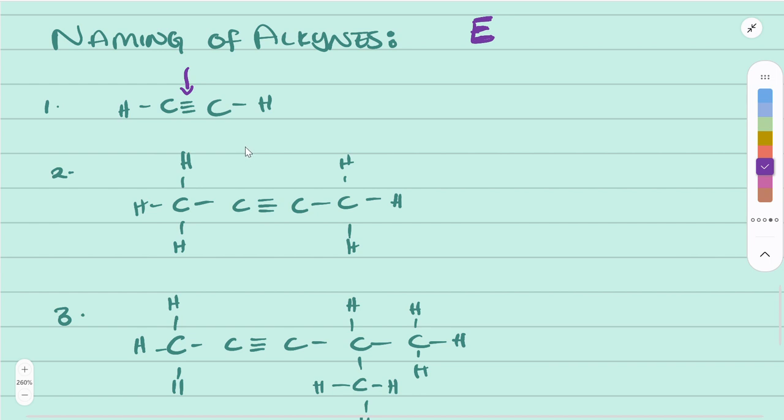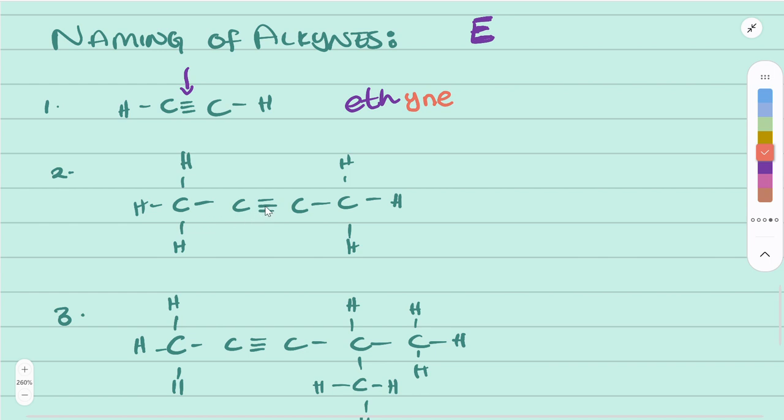So now then we have two carbons in this alkyne, and we know now that two is what? Two is eth, right? And then now this is an alkyne, so the suffix is going to be what? Y N E. And then we now go to this second molecule.